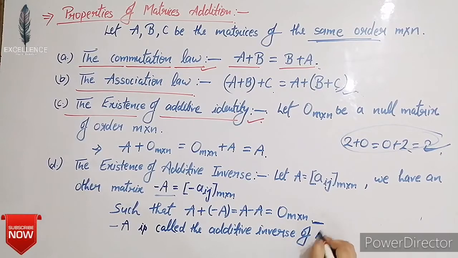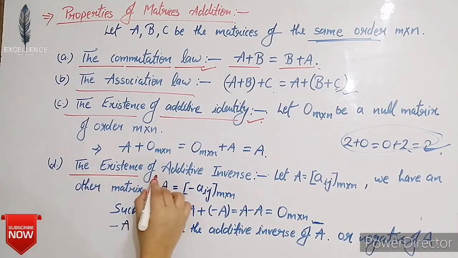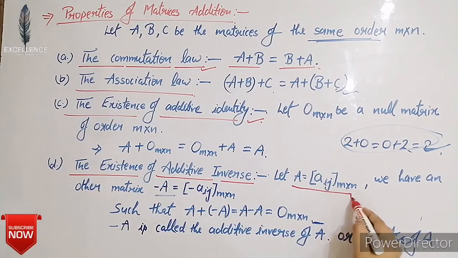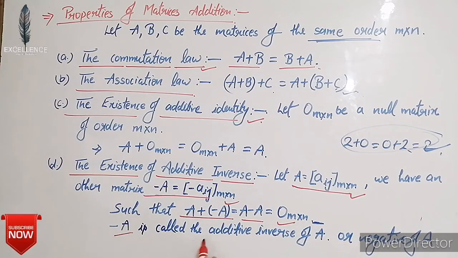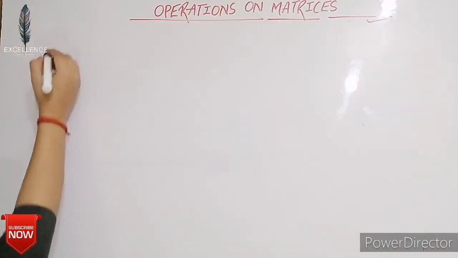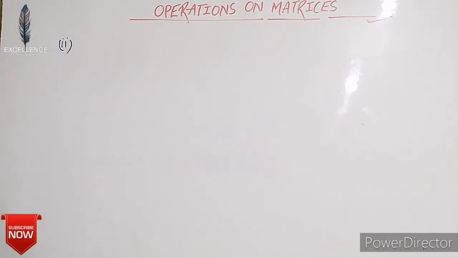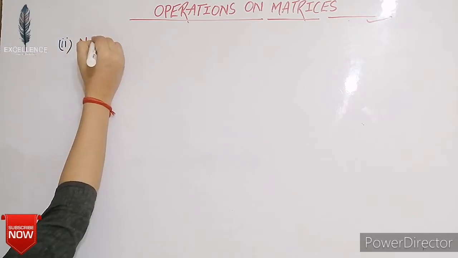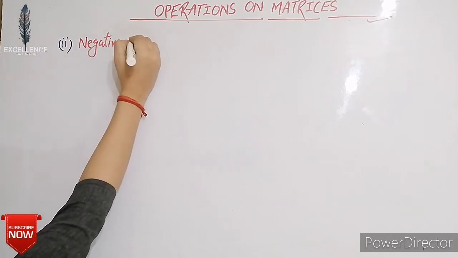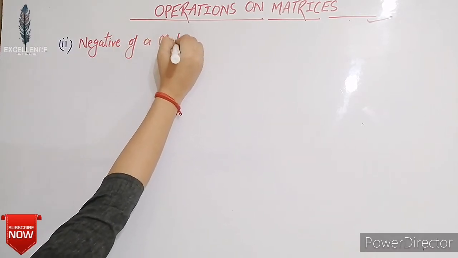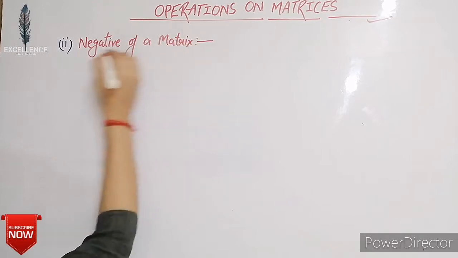In other words, we can say that minus A is the negative of matrix A. Okay, clear? It is the property of the existence of additive inverse. For this we have a matrix A and another matrix minus A, such that A minus A equals 0. So minus A is the additive inverse of A, or the negative of A. Now see what is the negative of a given matrix.